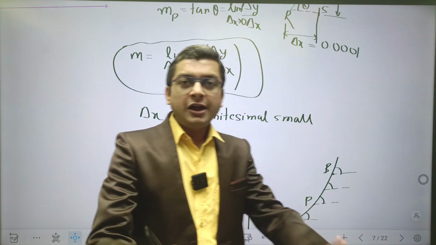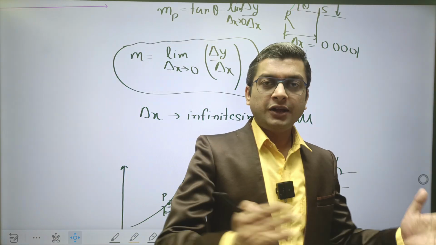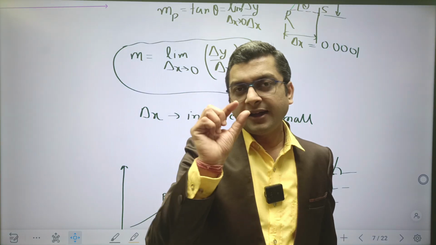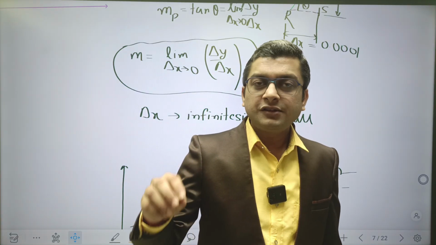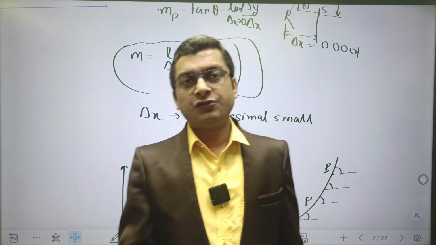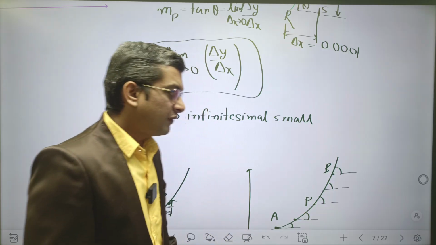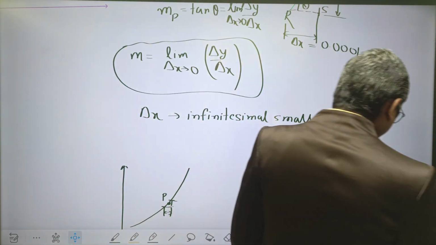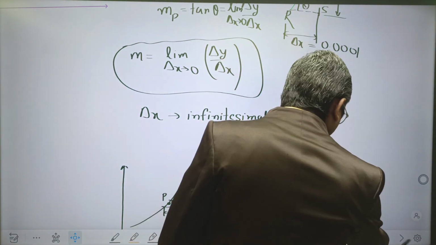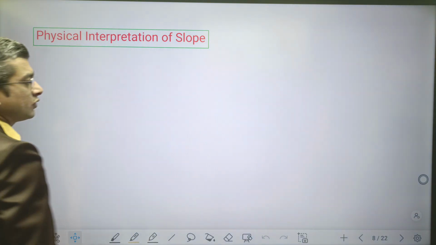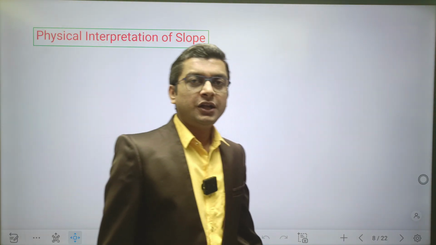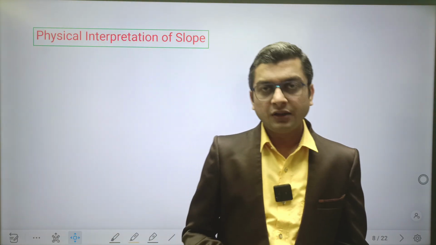So whenever you have to convert the average value into the instantaneous value, take delta x, or you can say apply the limit delta x tends to 0, isn't it? So this is the very simple method of how you find the instantaneous slope, dear friends. So let us switch to the next topic, that is physical interpretation of slope.